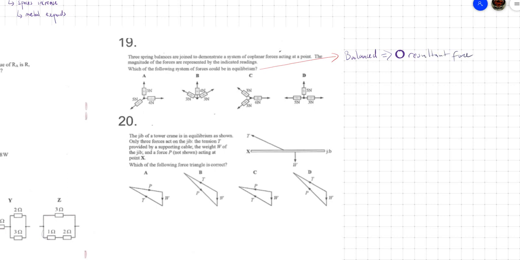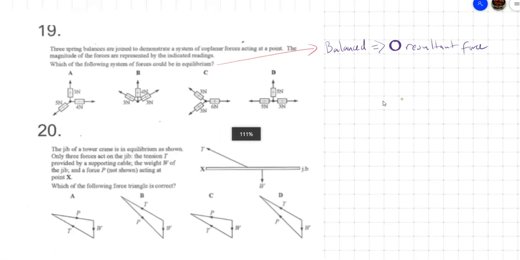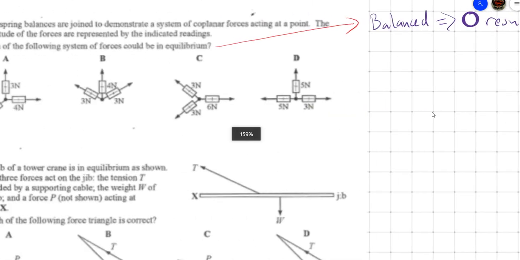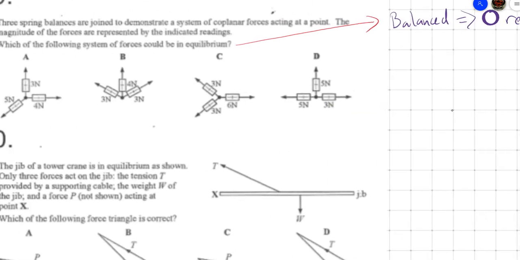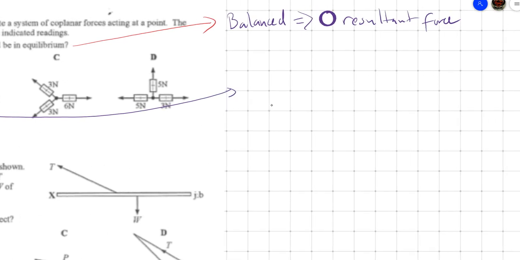Okay, so let's do this. Zero resultant force. I'm just going to pick one very quickly. I'm going to pick the first one. Let's see what we got. So we got 3 and 4. Okay, so let's find the resultant in this case.